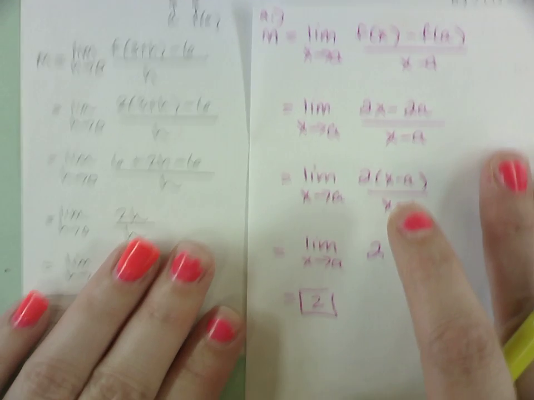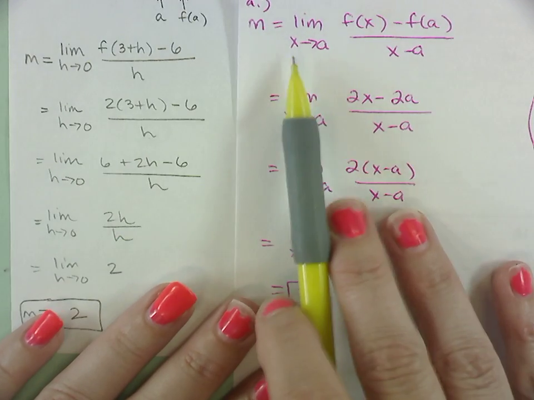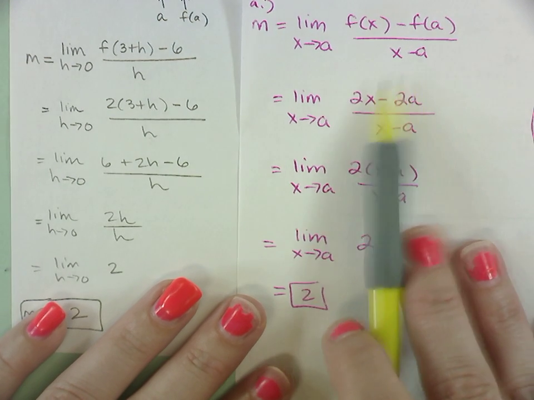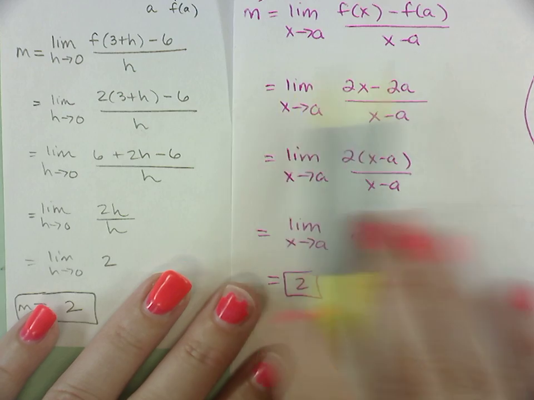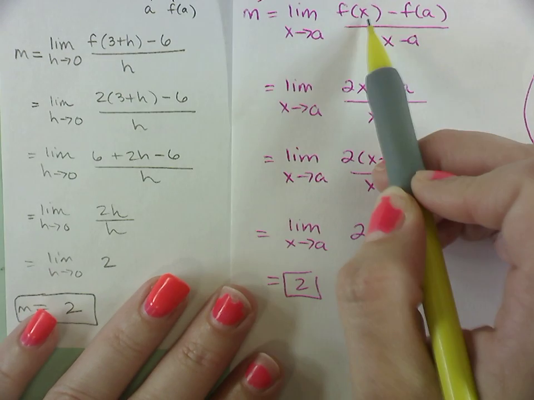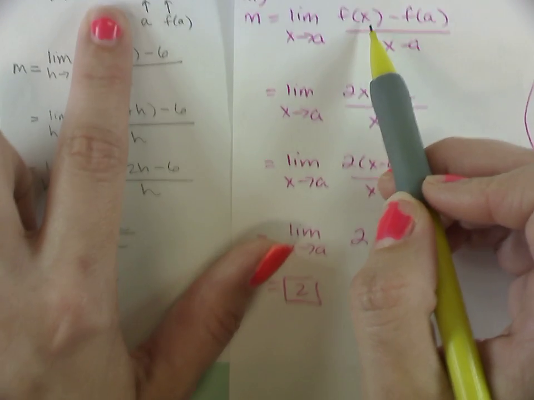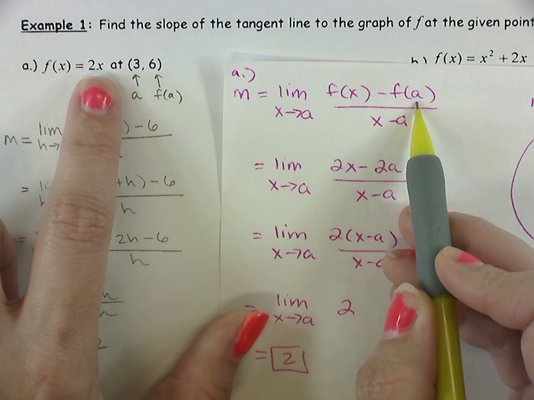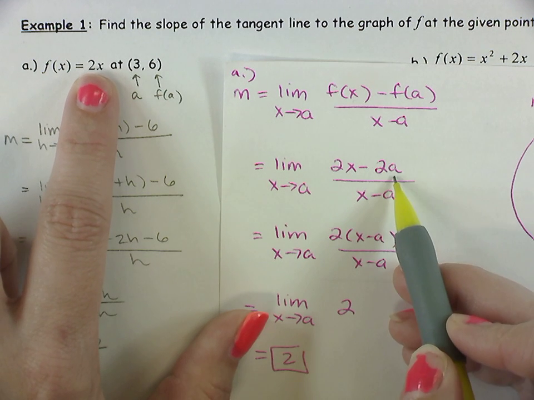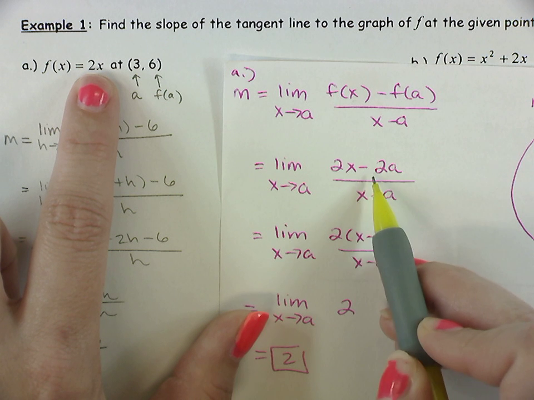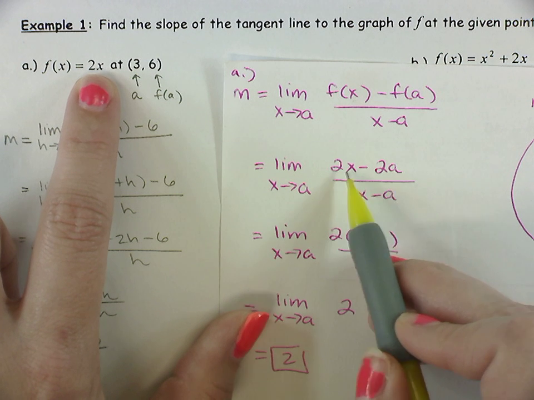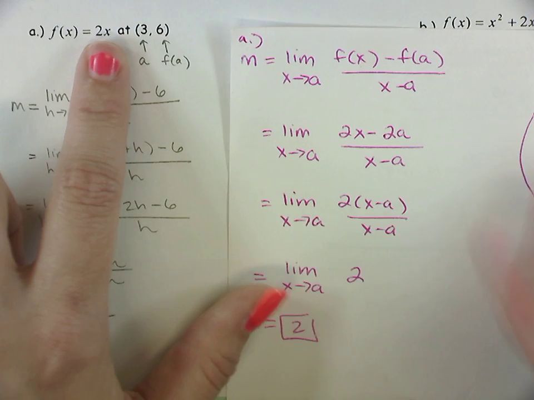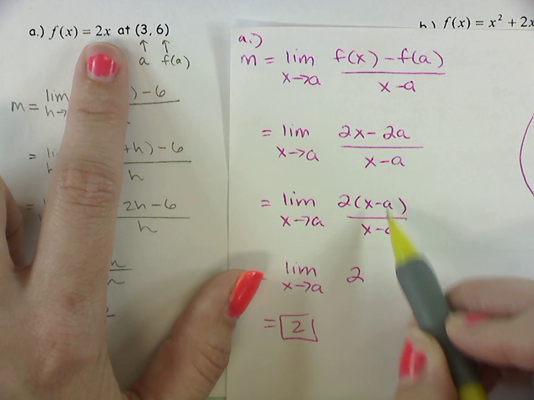Okay, so for part A, if you wanted to use this formula, the limit as x goes to a of f of x minus f of a over x minus a, what you could do is substitute in x. Well, f of x is just going to be 2x, so that goes here. If you plug in a, this will be 2 times a, so 2a. What can I do with 2x minus 2a? What's the same in both of them? 2, so I can factor, and then look what's going to happen.